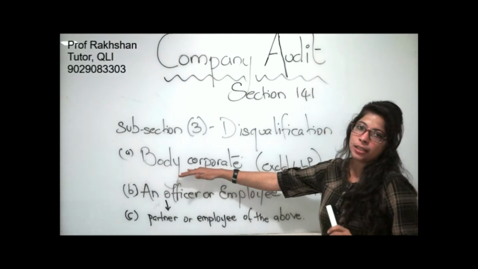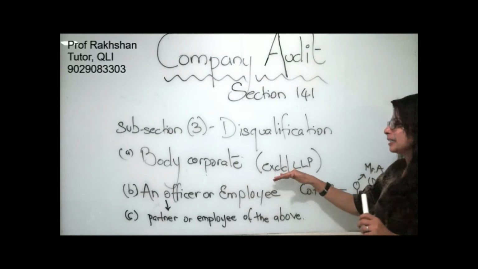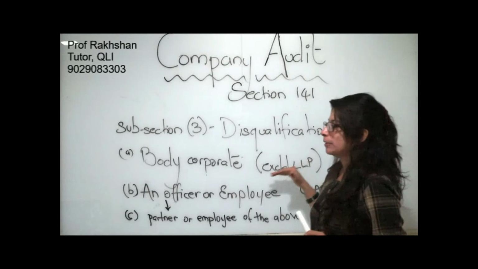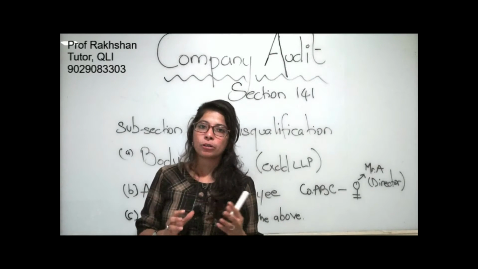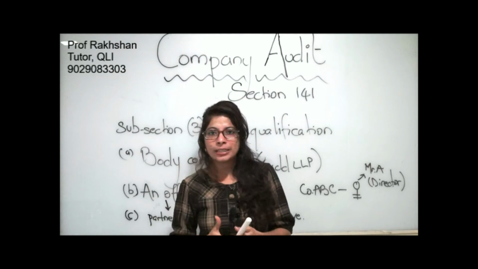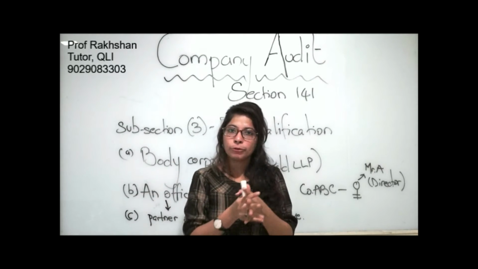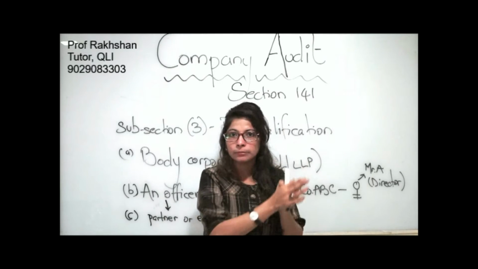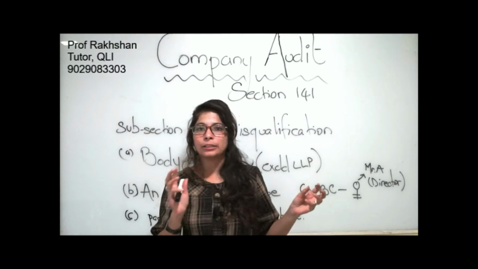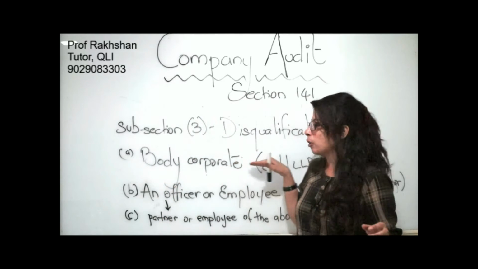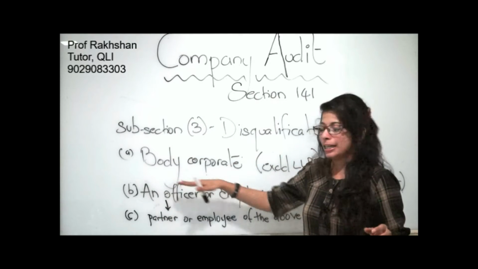Very first thing is the body corporate, which says excluding LLP. Now we studied earlier why a body corporate cannot be appointed as an auditor of the company. As we said, the body corporate does not fulfill the criteria of a person being eligible or a person being a chartered accountant or holding a COP, and hence the body corporate is excluded.